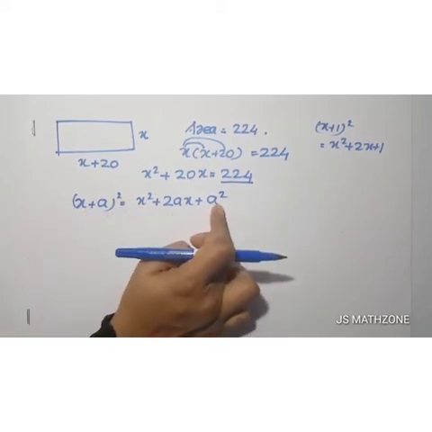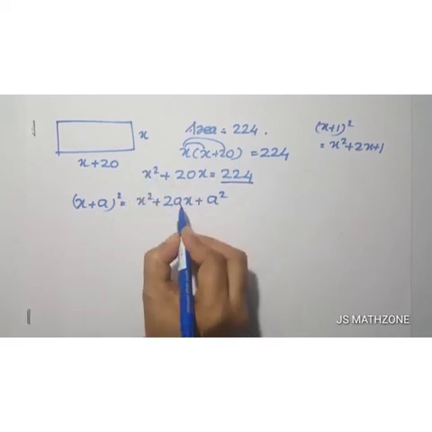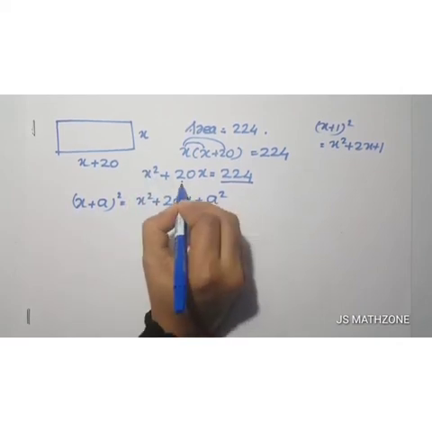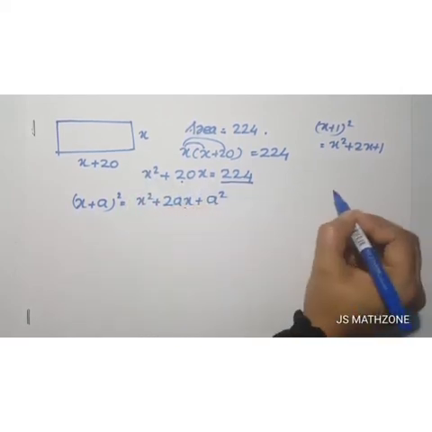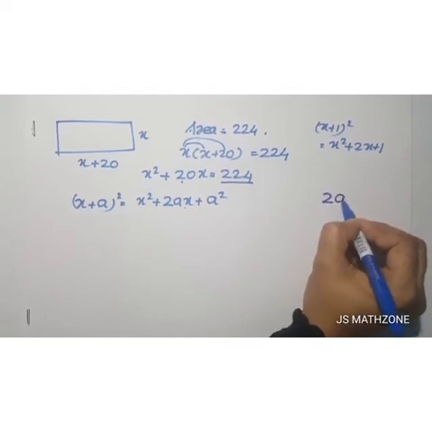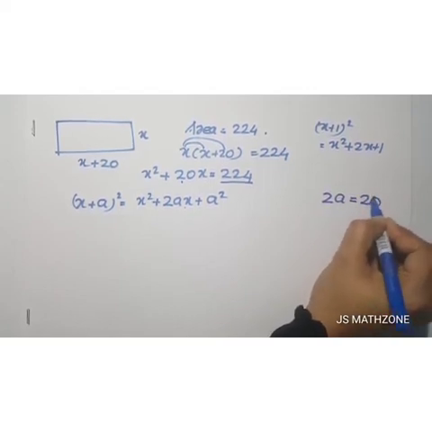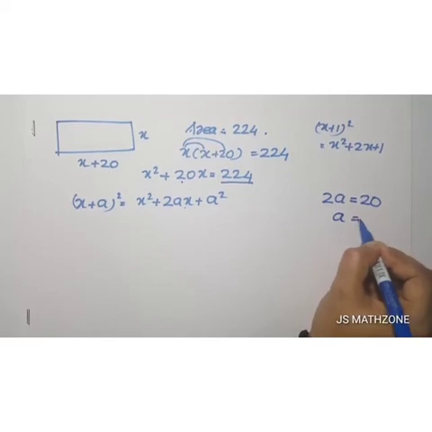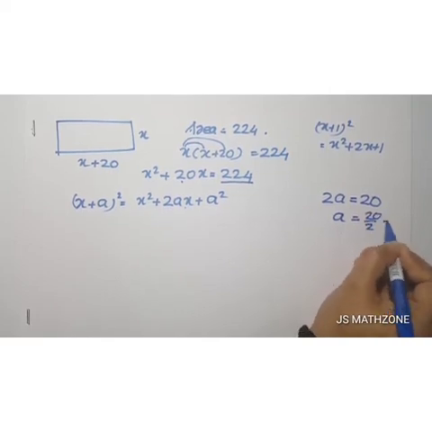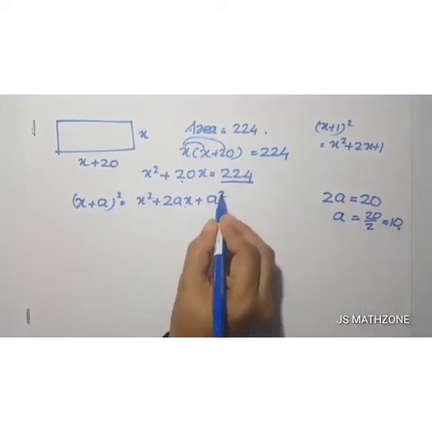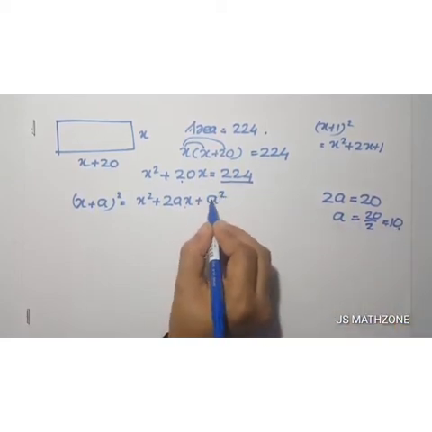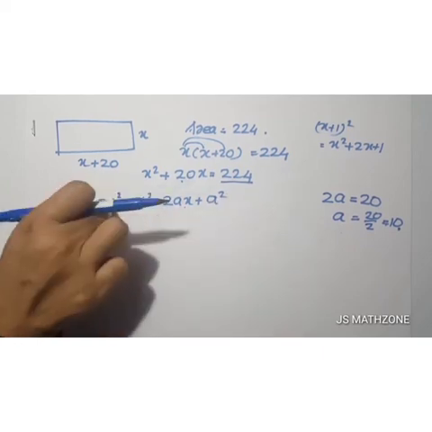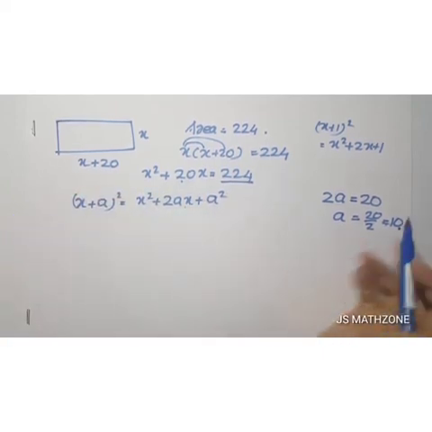We have x square plus 20x is equal to 224. Then a doubt comes: which number do we have to add? We add the square of half the number with x. In place of 2a we have 20, so we can write 2a is equal to 20. Then what is a? a is 20 by 2, that is 10. We have to add a square, that means we have to add 10 square on the left and right side.